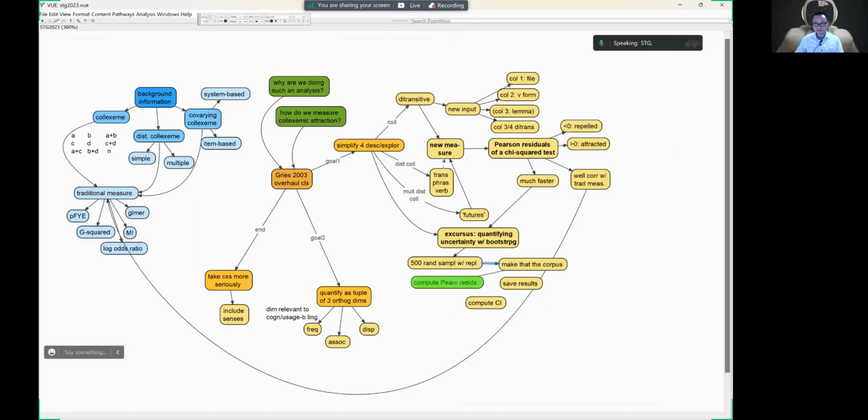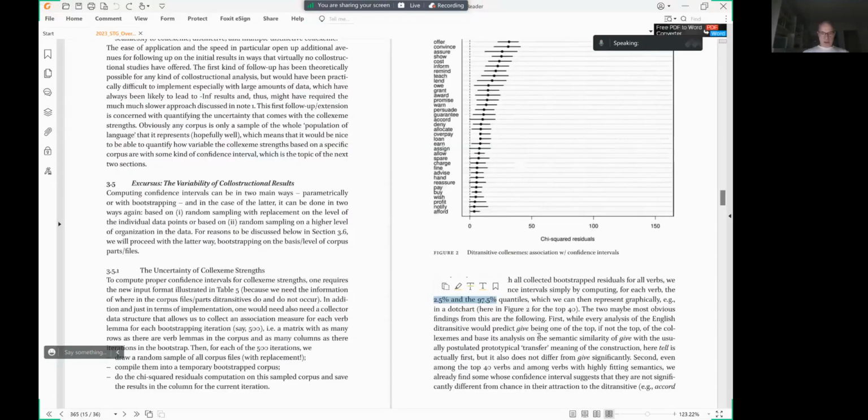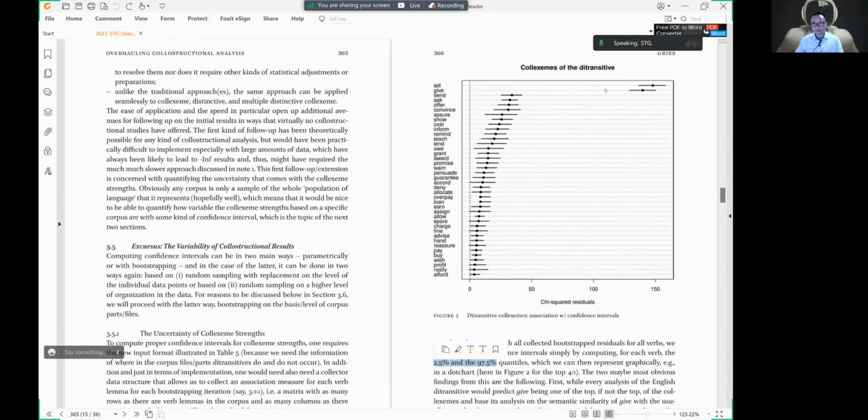First this, then that, then this, then that, then that. Okay, so that's what this part of the paper is about. You can just move it slightly up like that. Okay, and then we can see, for example, that actually tell and give, the confidence intervals overlap. So they are actually not significantly different from each other, but they are significantly different from all the rest.